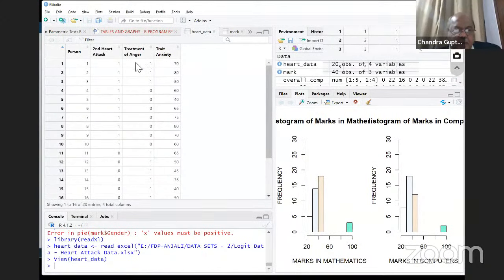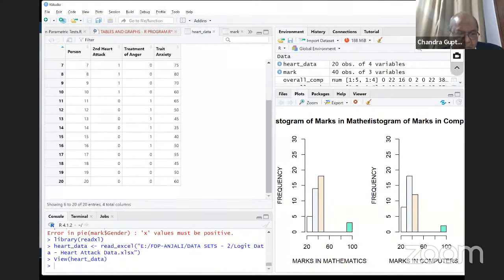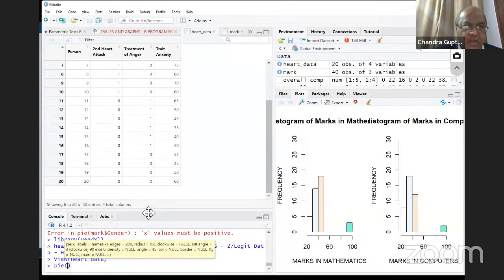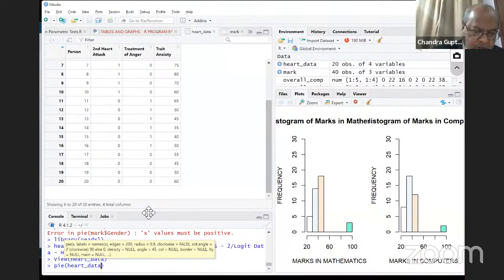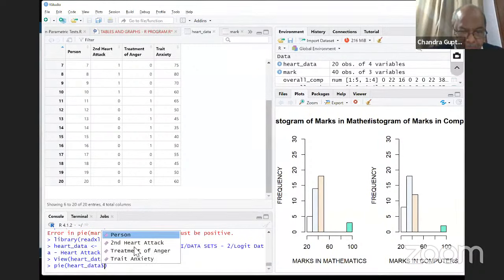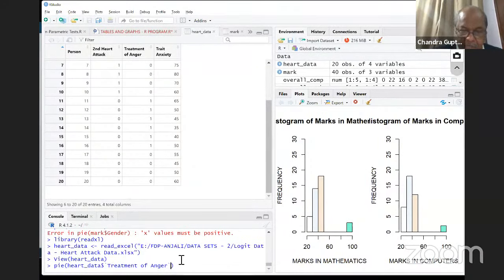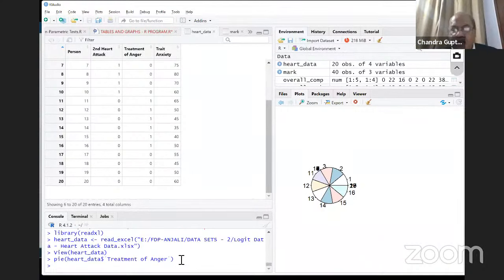I define this hard data. And if you see the hard data, treatment of anger is 1 and 0. So if I make a pie chart of it, pie hard data dollar, now. Do you see this? It makes a pie chart. If you want a table of it, you can make a table of it.